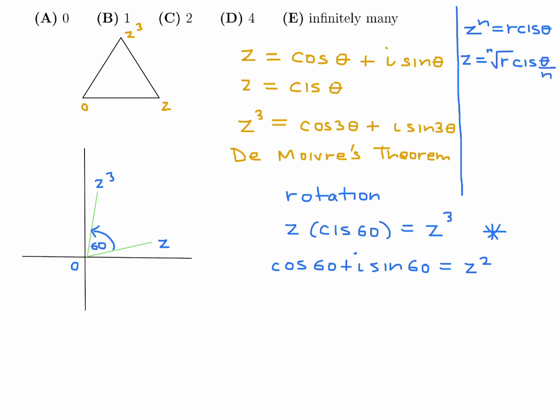Now, in our case, I didn't put r, right? Because r was just going to be 1. But if you're not convinced that it's 1, let me explain. It's equilateral, so the distance from 0 to z has to be the same as the distance from 0 to z to the power of 3. And the only way that's possible is if both of those have the same magnitude, and that is that the magnitude of z is 1.